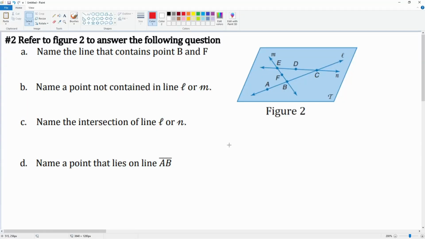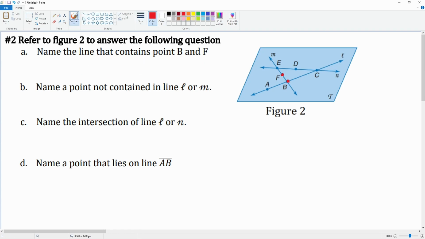Number 2, refer to figure 2 to answer the following questions. Name the line that contains point B and point F. So let's first take a look at point B. This is point B here and point F. Name the line that contains point B and point F.